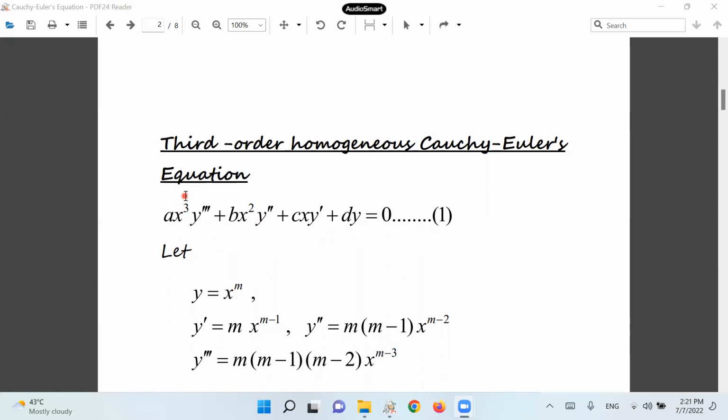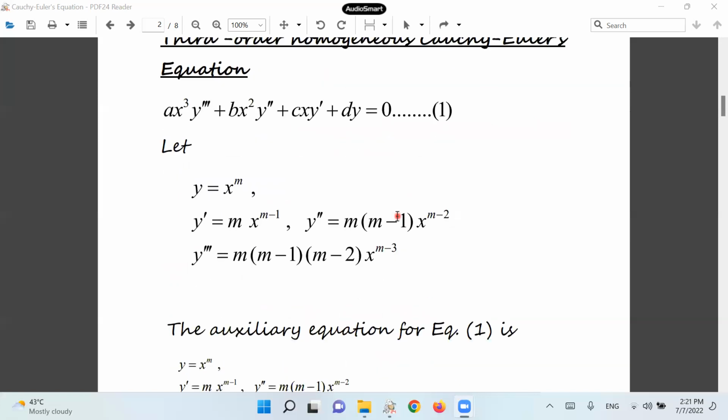We can see here the power of x is 3 and the derivative is also 3. Power is 2 and the derivative is also 2. So that's why it is a Cauchy Euler differential equation, and it is homogeneous because the right hand side of the equation is equal to 0.